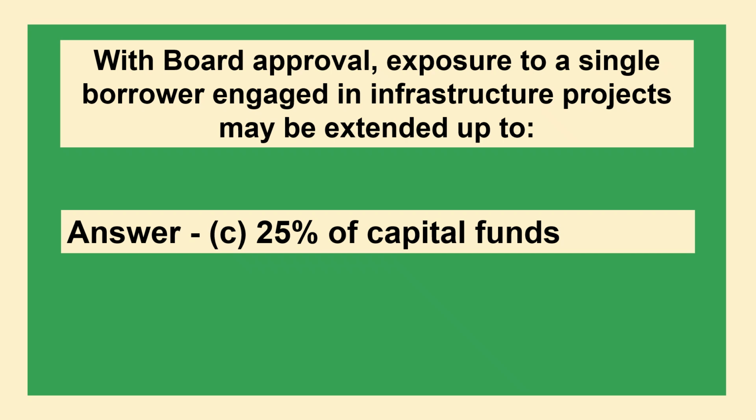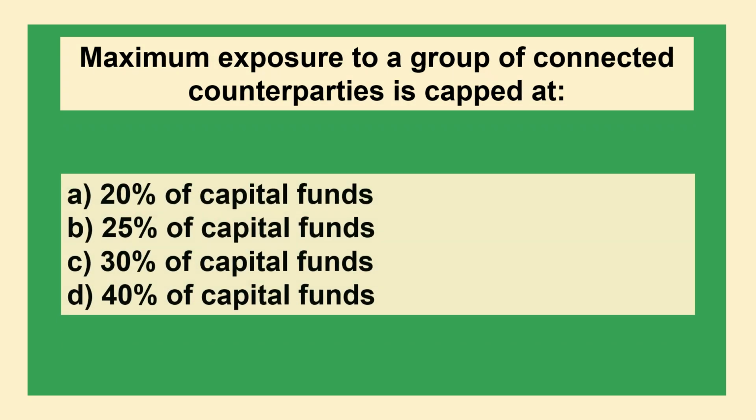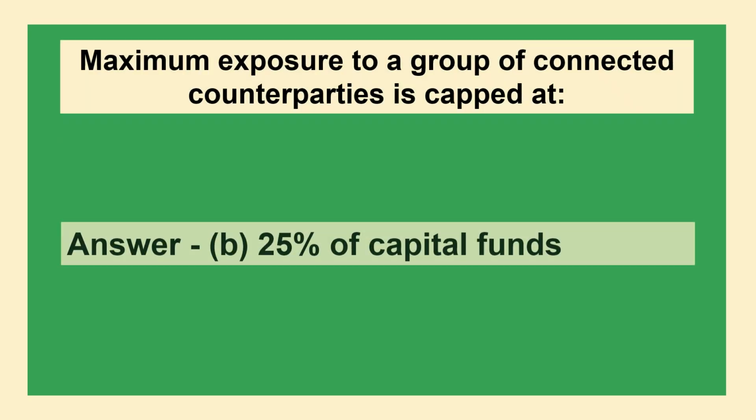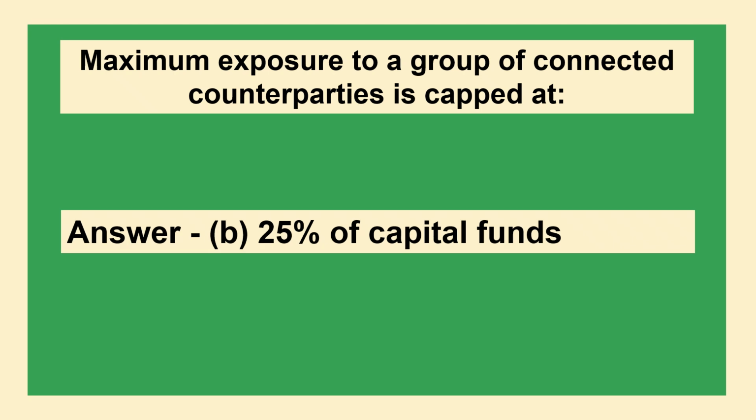The answer is option C, 25% of capital funds. Maximum exposure to a group of connected counterparties is capped at option A, 20% of capital funds, option B, 25% of capital funds, option C, 30% of capital funds, option D, 40% of capital funds. The answer is option B, 25% of capital funds.